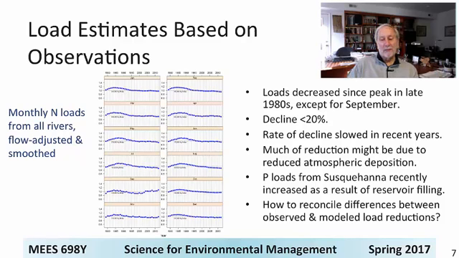Also, a recent observation shows us that there have been load reductions from the Susquehanna, but they've recently been reversed for phosphorus because the reservoir behind the dam is filled up and is no longer trapping particulate material, particularly particulate phosphorus, and that has to be dealt with. So the challenge we have going forward is how do we reconcile the differences between observed and model load reductions.